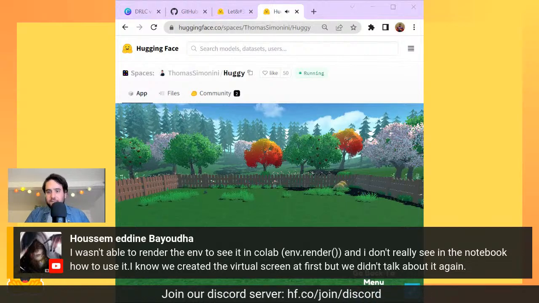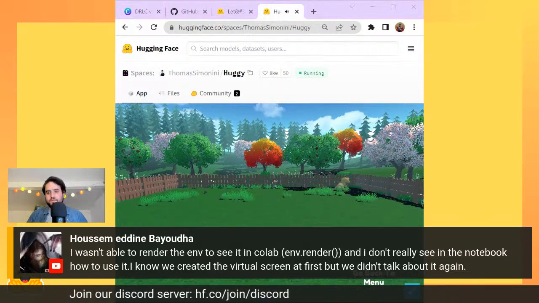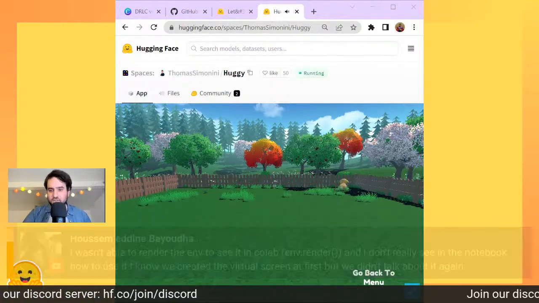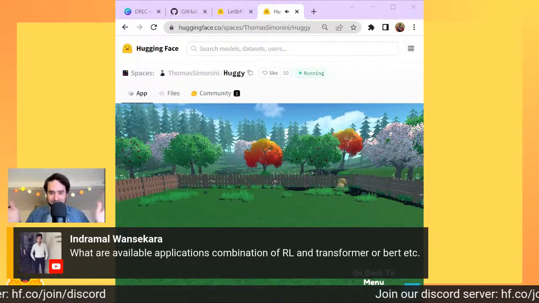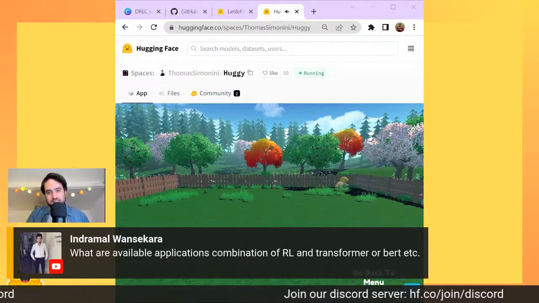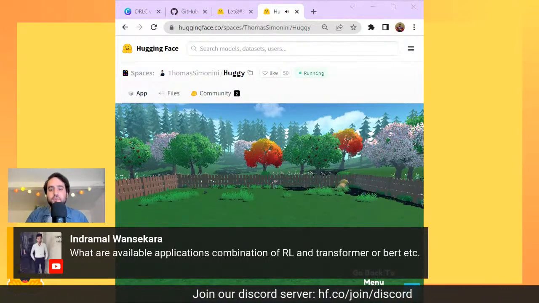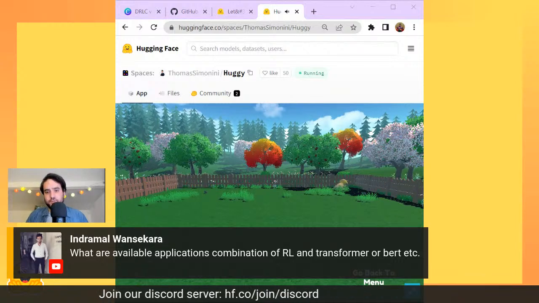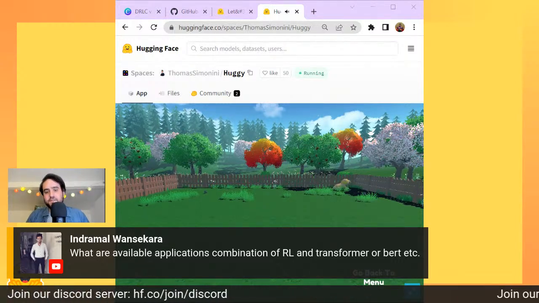What other applications are available combining reinforcement learning and transformers, like BERT? One of the main applications that is currently trending a lot is ChatGPT. And it's thanks to reinforcement learning that this model is able to be so good. So it's one of the applications.